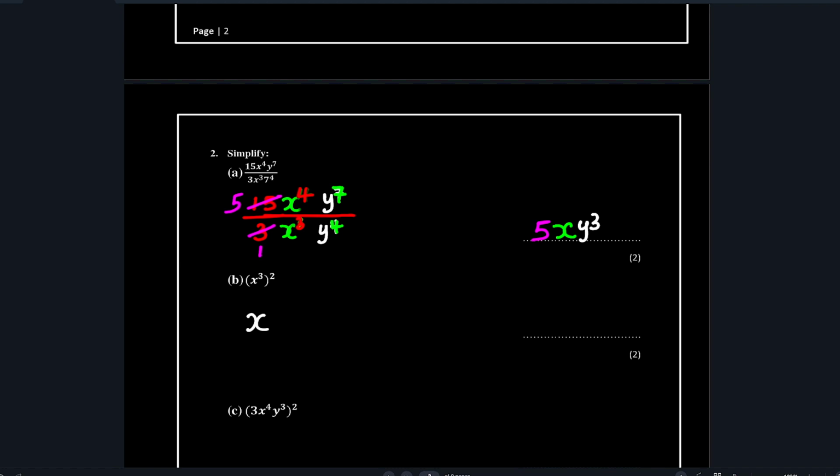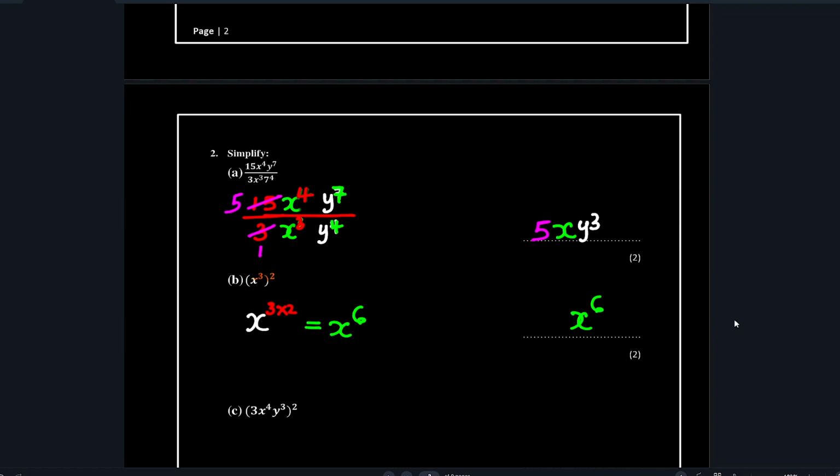And now let's look at when you have a bracket inside there and then you have a power outside. So meaning for you to work this out, you are going to multiply the powers. Because 3 is a power and 2 is also a power. When you have such a scenario, you multiply the powers. So this is going to be 3 times 2. And this is going to be x power 6.